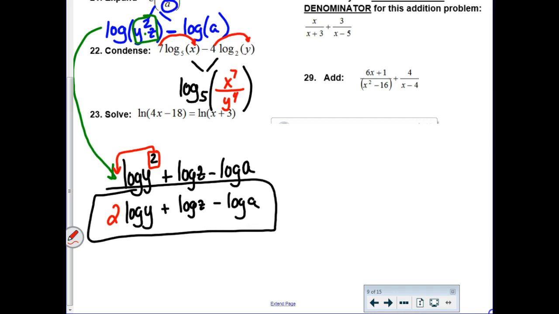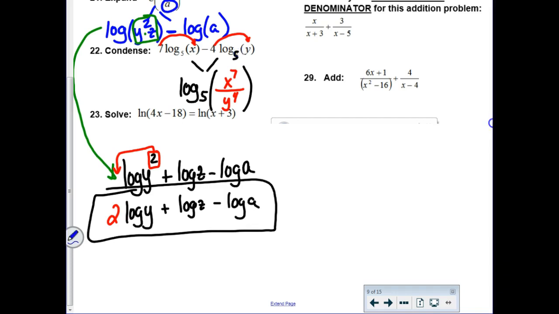So if you know it's going to condense, what did I screw up now? Did I mess up something? Oh, it's not the same base. That's a typo. This is supposed to be a 5 as well. I'm sorry about that. That should not happen on your test, I hope. If it does, I apologize.